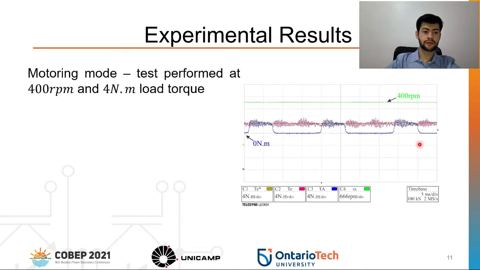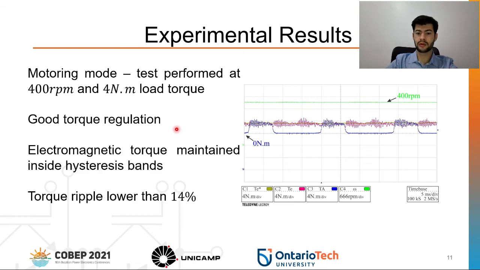In the first test, to verify the motoring mode, we performed a test at 400 RPM and with a load torque of 4 Newton meters. We can see at the experimental result figure that good torque regulation was achieved while the electromagnetic torque was maintained inside the hysteresis band. The torque ripple was calculated to be always lower than 14% throughout the entire experiment.